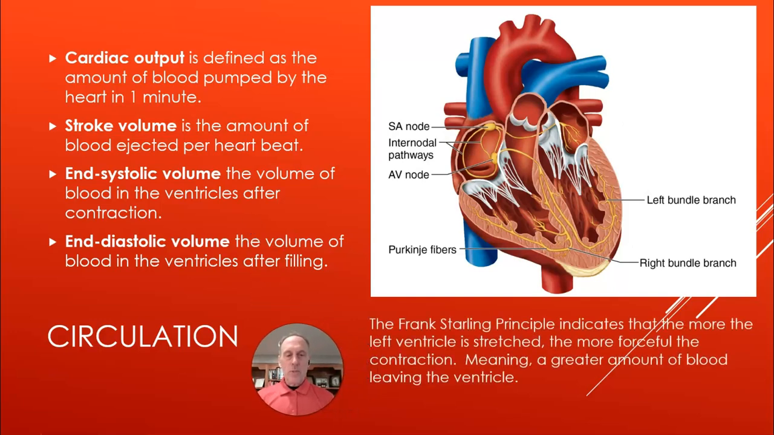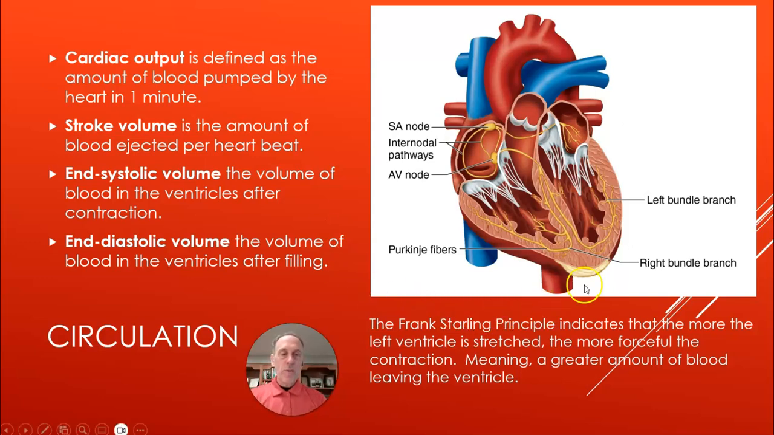The Frank-Starling principle is this. It indicates that the more the left ventricle is stretched, the more forceful the contraction, meaning a greater amount of blood leaves the ventricle. So there's a mechanical principle to this in terms of the stretching of the ventricle that causes a greater amount of contractility. And it makes sense when you start thinking about muscle potential. We talked about potential energy versus kinetic energy. If it's stretched further, that rubber band, if you remember that, we shot that, it's going to have a more forceful contraction. There's going to be more force involved to go from potential to kinetic.